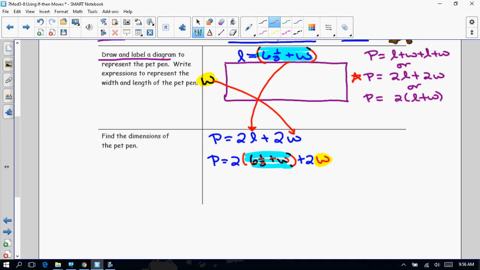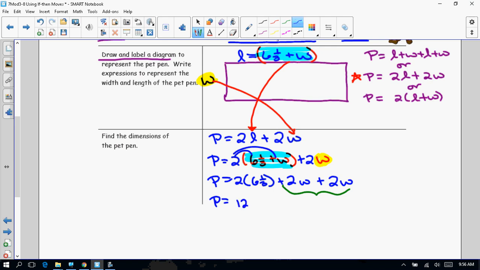Okay, well, when I see a number on the outside of the parenthesis, I instantly go, aha, distributive property. 2 times 6 1/3 plus 2 times W plus 2 times W. Oh, that's kind of nice. That works nicely, doesn't it? 2 times 6 1/3, don't freak out. You guys hopefully have gotten good at working with your fractions. 2 times 6 is just 12. And 2 times 1/3 becomes 2/3. Look at that. Amazing. Plus, what's 2W plus 2W? That's right, 4W. Well, that's pretty easy.